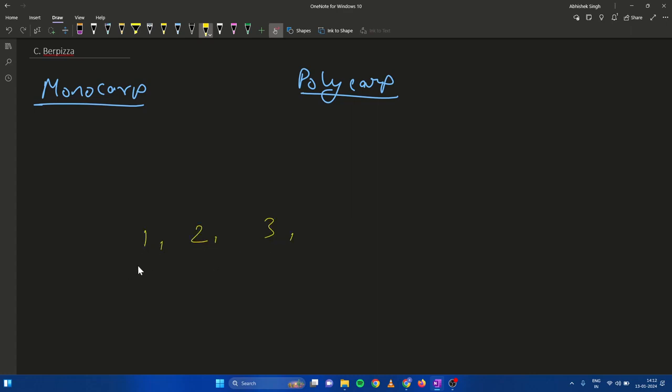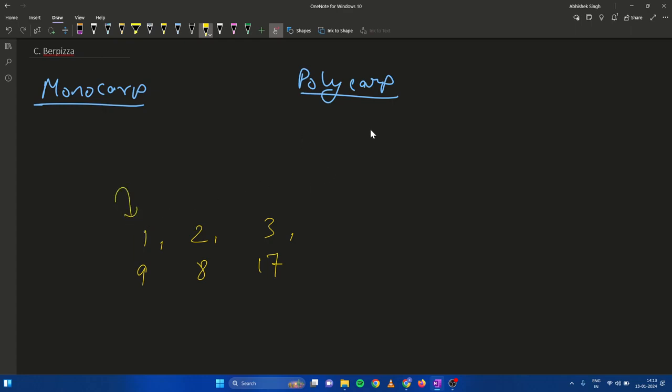Each customer is going to spend some amount of money, right? Suppose one is going to spend 9 amount of money and two is going to spend 8 amount of money. Similarly three is going to spend, let's say, 17. Monocarp is going to serve that customer first who has come first. So in this case, one has come first, so Monocarp is going to serve this customer.